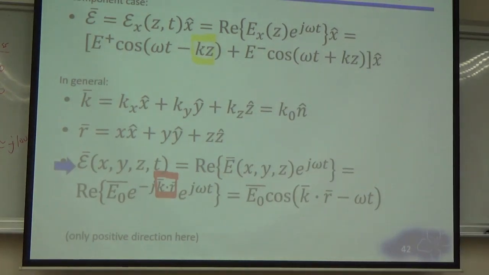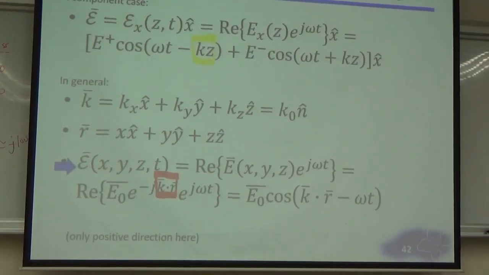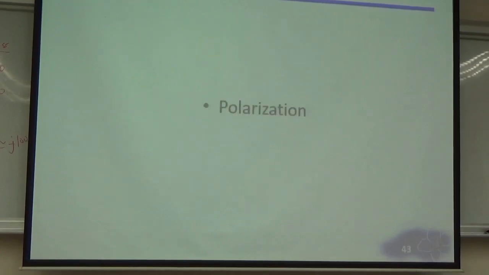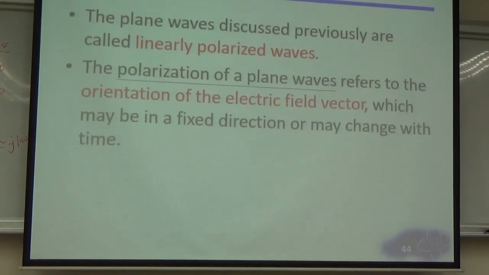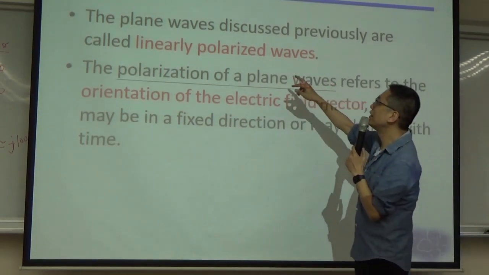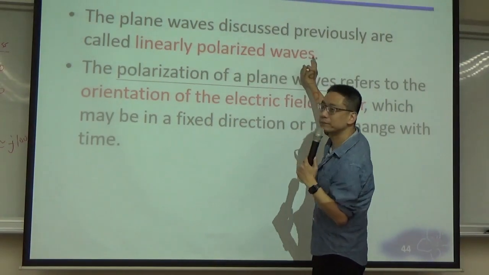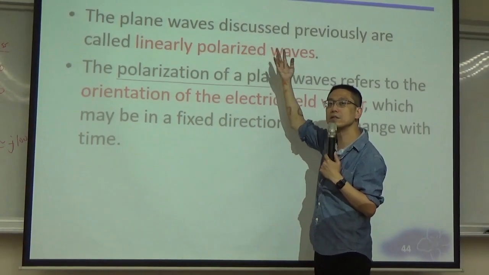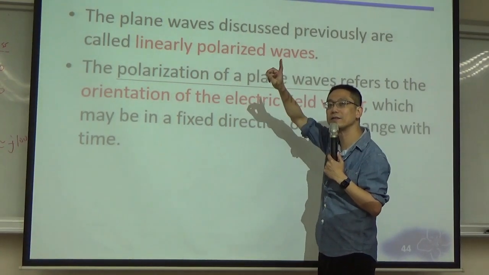So now we open our eyes from the simple E-field to a more general form. So we can think about polarization. 极化, polarization. Are you familiar with that? Polarization. Okay. What is polarization? Well, let me read. The plane wave discussed previously is called a linearly polarized wave. So what we learned so far is a linearly polarized wave. Just remember, it is linear, it's a line. It's an easy one.